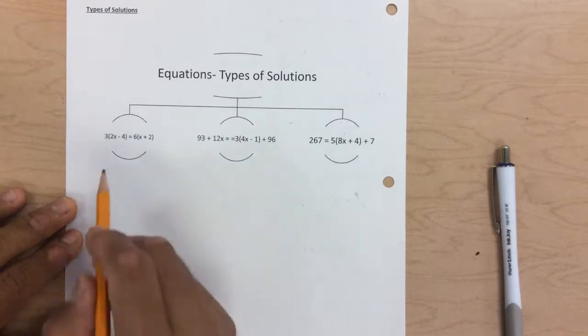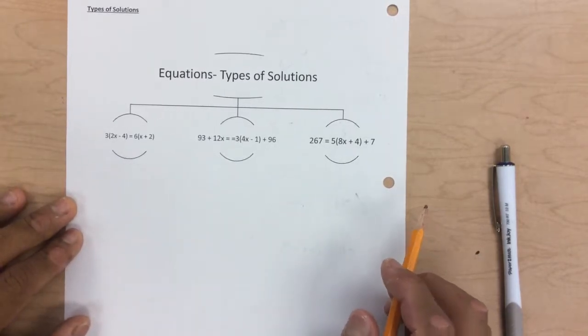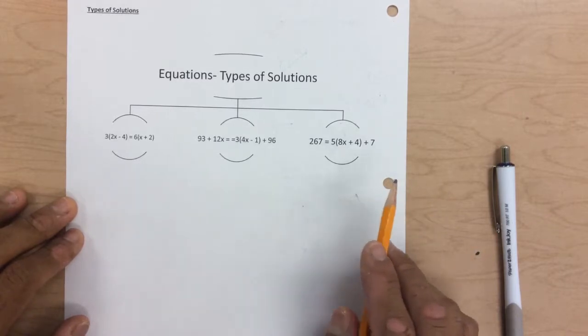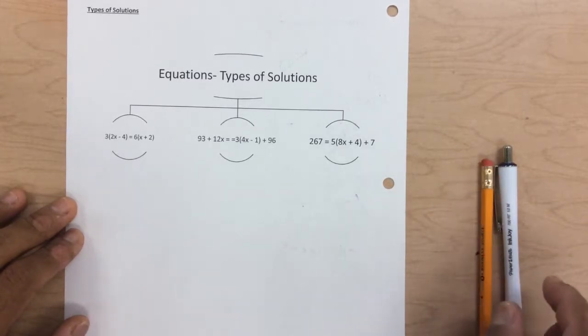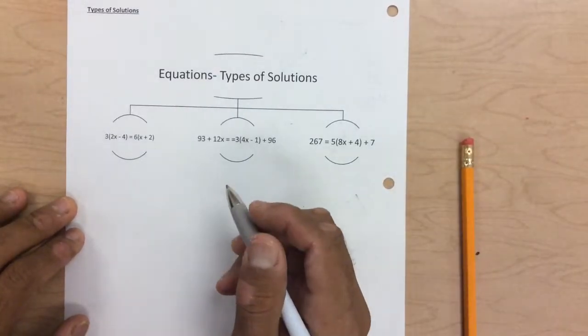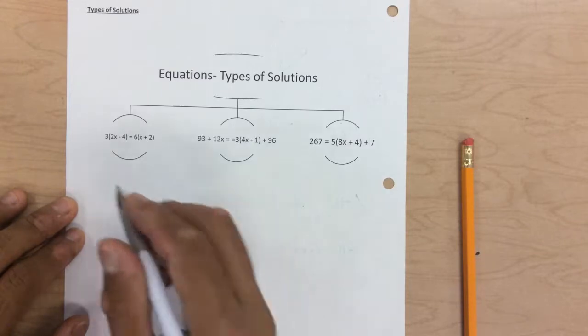Now, for these three problems, one of them is going to come out to be one solution, the other one's going to be no solution, and the other one is going to be infinite solutions, all possible real numbers. Okay, so let's start with number 1.